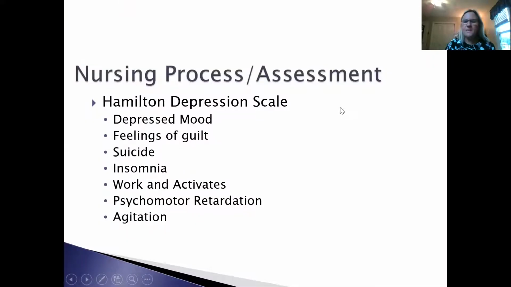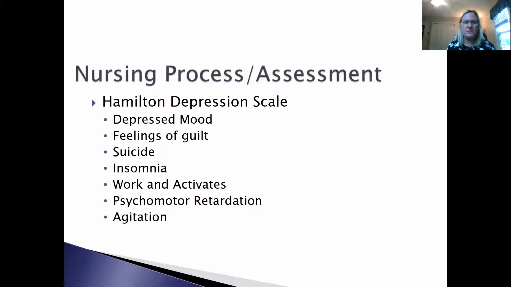All right, welcome back. Now we're still talking about depressive disorders, and we've identified what depressive disorders are and what possible causative factors. Now we're going to assess our patient. So we're going to meet our patient. We're going to look at the depression scale. The Hamilton Depression Scale is a great tool, and I'm going to walk through this to help you with that tool.